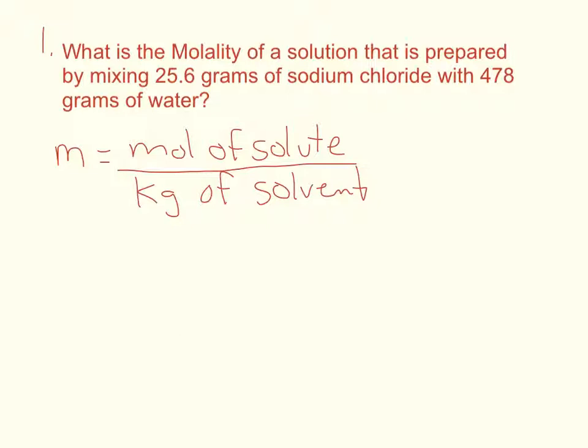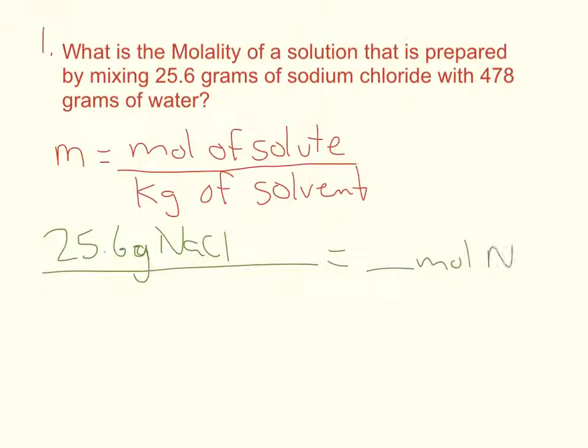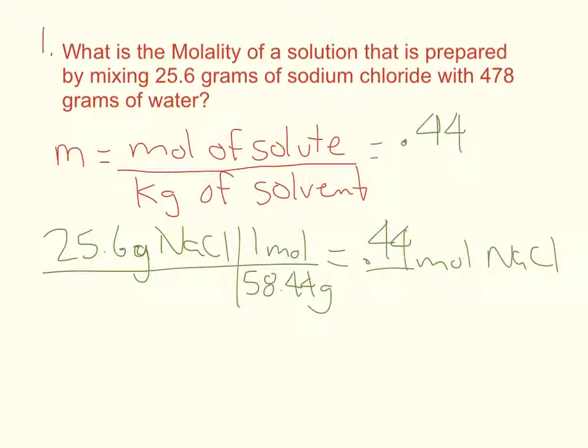All right, so let's see what that looks like. First, let's tackle the moles part. So we'll start with 25.6 grams of NaCl. Okay, that's grams. And we're going to convert that to moles of NaCl. So we divide by the molar mass of NaCl, and that is 58.44 grams, and that's how much is in 1 mole of NaCl. So 25.6 divided by 58.44 is 0.44. So 0.44 goes at the top.